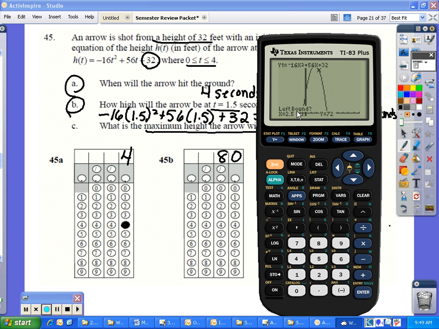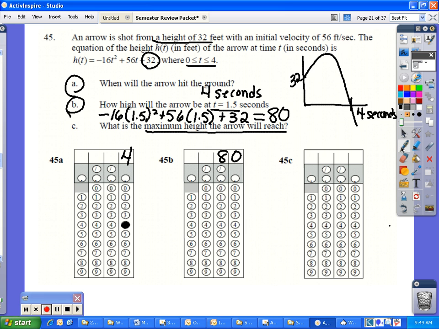It's going to ask you for the left bound, so you want to arrow over, and press enter for the left bound. It's then going to ask you for the right bound. Arrow over to the right side of the vertex, press enter. Press enter one more time, and it will give you that the top height is 81, and that occurs at about 1.75 seconds. So you know that the maximum height is going to be 81 feet.